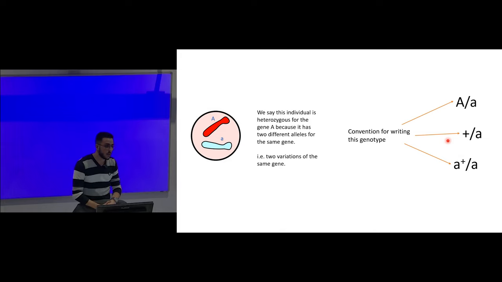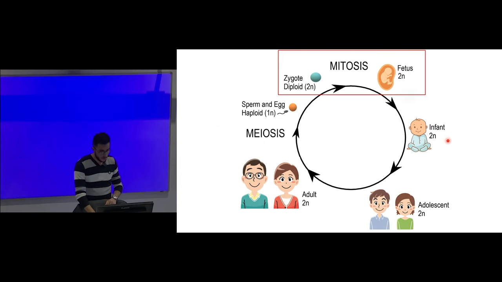Exact. It's the wild type version of the gene. Okay? Okay, second cell division. Type. Okay, forget what I just told you. Now we need to see something different.